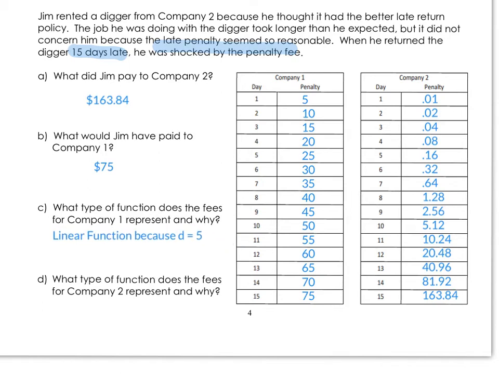What type of function does the fee for Company 2 represent, and why? Well, that one would be our exponential function, and the reason is because we had that common ratio. So because the r value, common ratio, is equal to 2 because we're doubling each time. So because we have that common ratio, that makes the Company 2 function exponential because we're multiplying every time by the number 2.